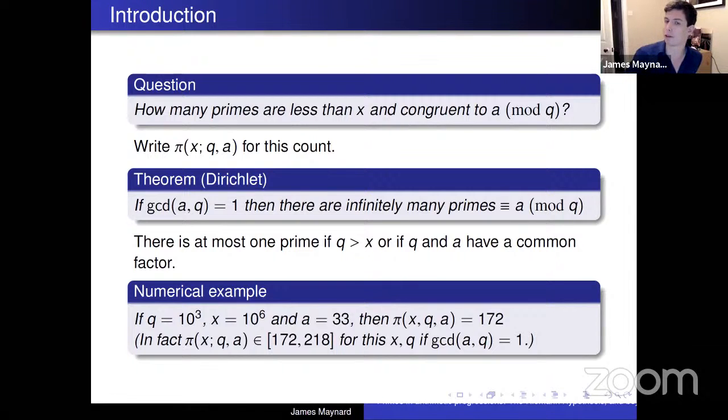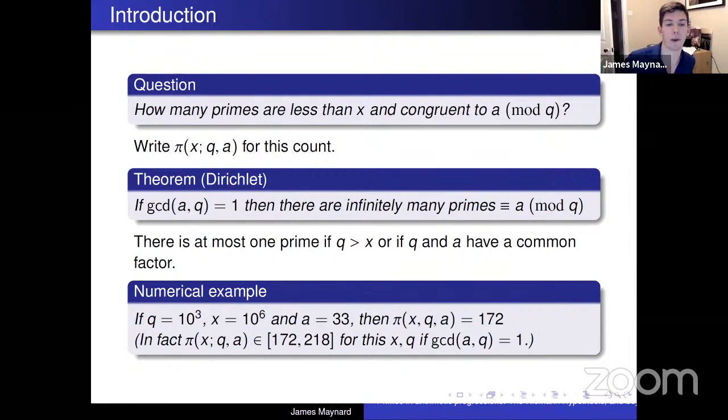So those are somehow the trivial cases of my basic question, but I'm maybe interested in trying to refine Dirichlet's theorem in some way to understand how densely the primes occur in this residue class a modulo q.